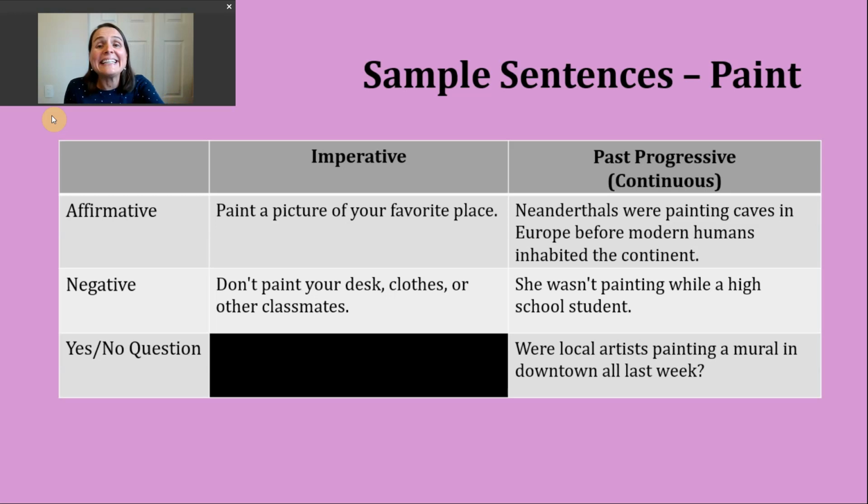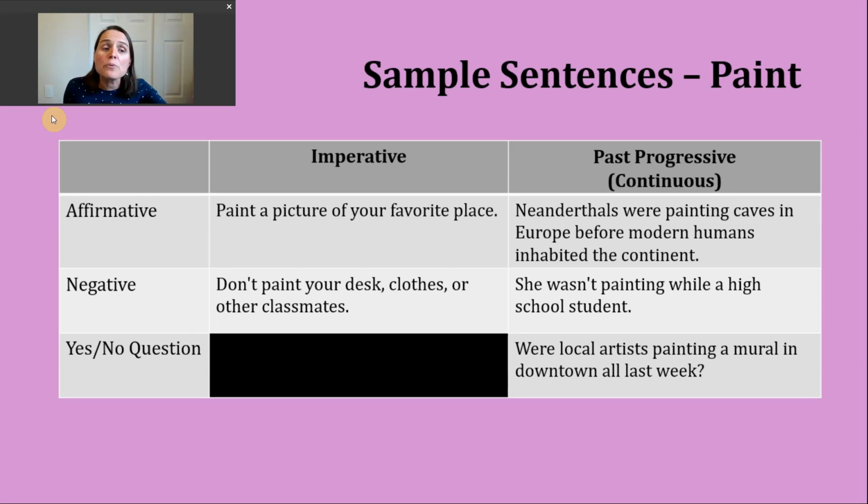Now, if you want to make a negative imperative, so you're telling someone not to do a particular action, you can begin your sentence with do not and then the base verb, or don't and the base verb. We can imagine that same art teacher who gives this assignment to her students. Paint your favorite place, but don't paint your desk, clothes, or other classmates, right? So just paint on the paper is what is being said here.